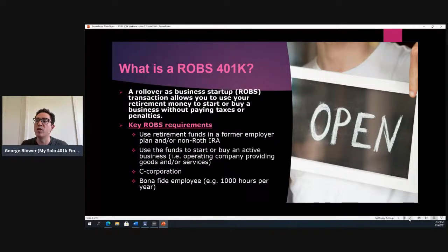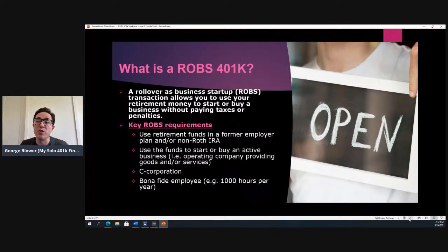Some of the key requirements, again, is that it's got to be money that you can roll over. So it could not be money in a current employer plan, because typically you can't roll that money over until you're at least 59 and a half. It can't be money in a Roth IRA, because you can't roll money from a Roth IRA to any type of 401k, including a ROBS 401k. It has to be an active business, what's referred to as an operating company, providing goods and or services.